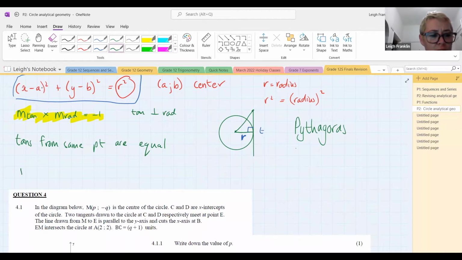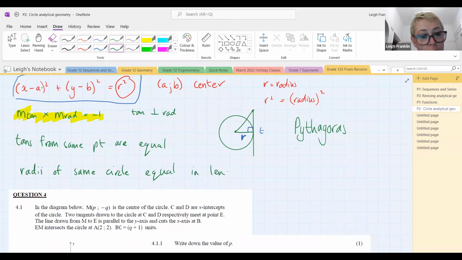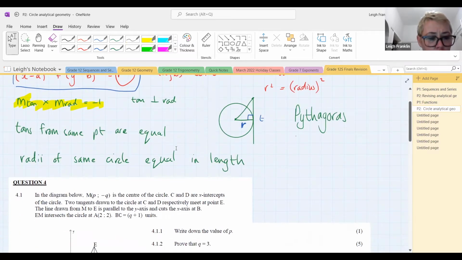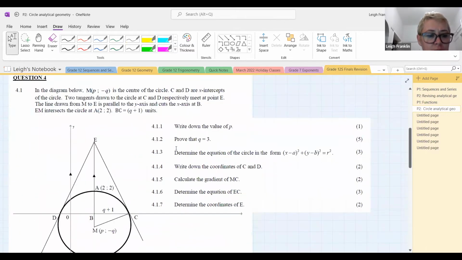So radii of the same circle are all equal in length. I'm dropping some major hints here. Radii of the same circle are all equal in length. So that's basically the circle in a nutshell, the things that we need to know. Let's go and have a look at the first question.